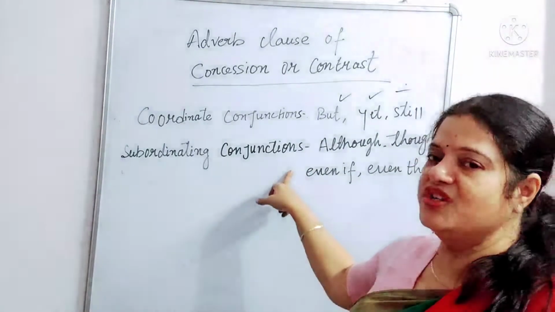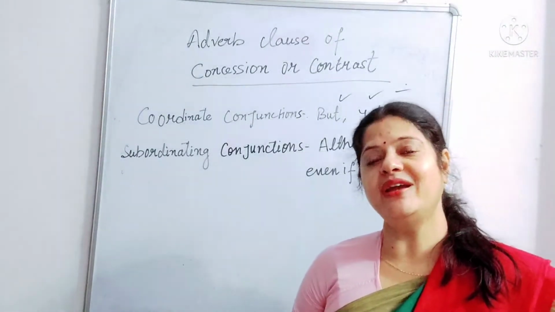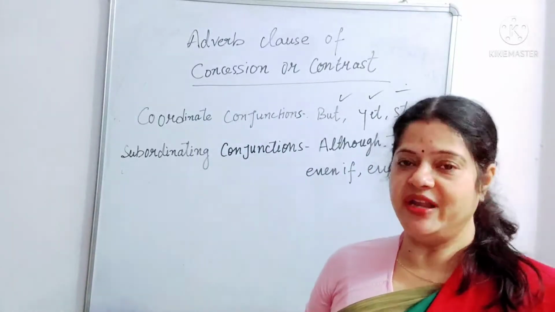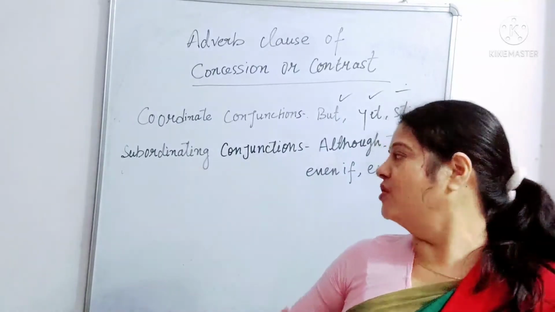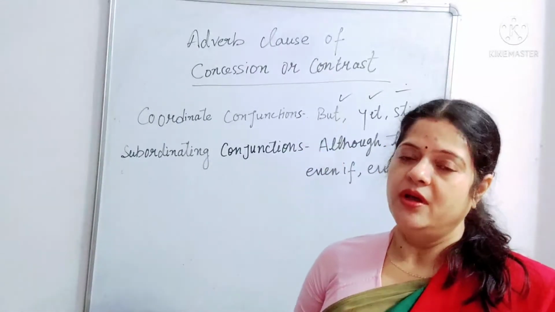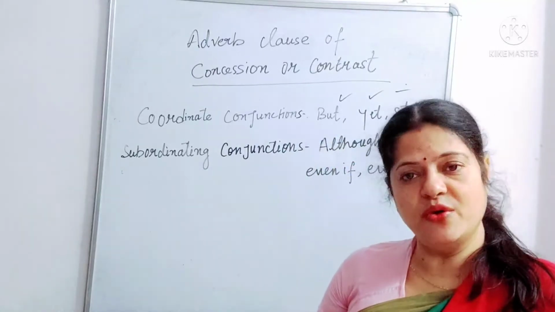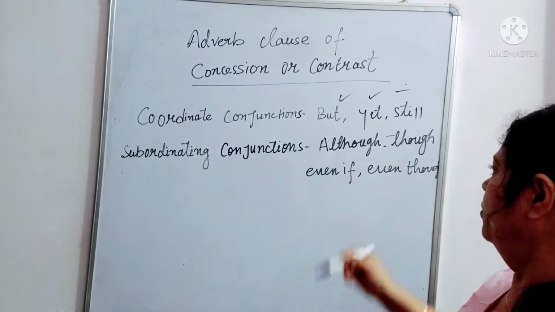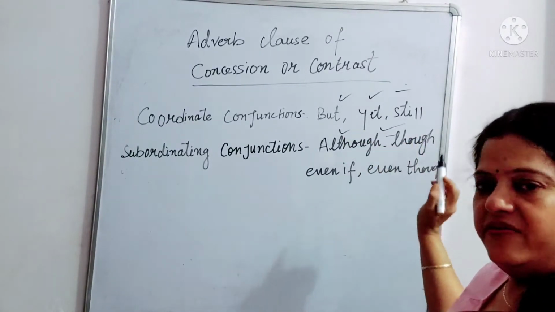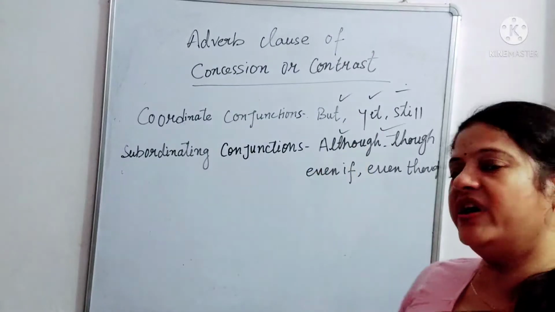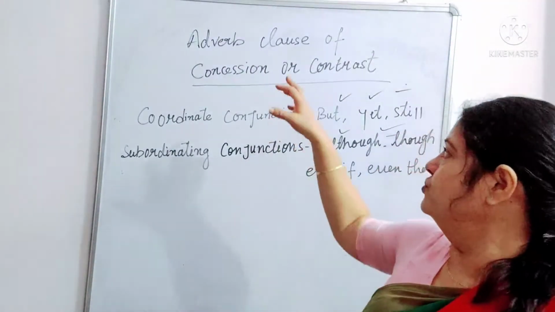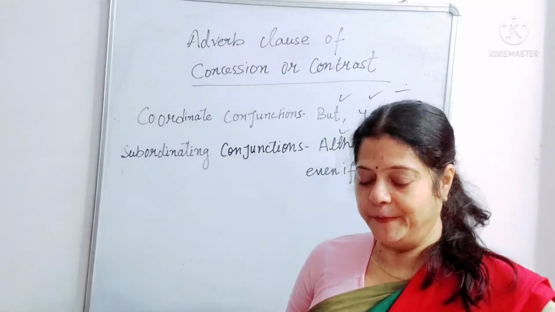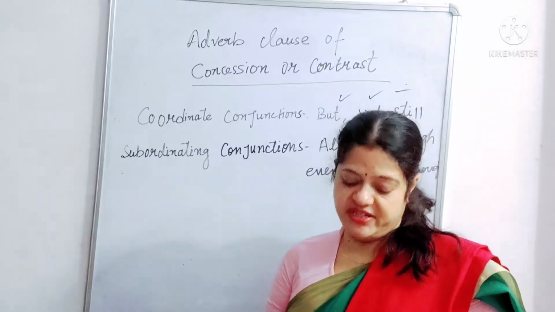And subordinating conjunctions, we all know, are used to make a dependent clause or subordinate clause. So before a subordinate clause, we always use a subordinating conjunction to make a complex sentence. Okay, this much you know. Now subordinating conjunctions are although, though, even if, even though. These four conjunctions I have taken today to make you understand what is adverb clause of contrast or concession. Okay, now let's understand it in detail.